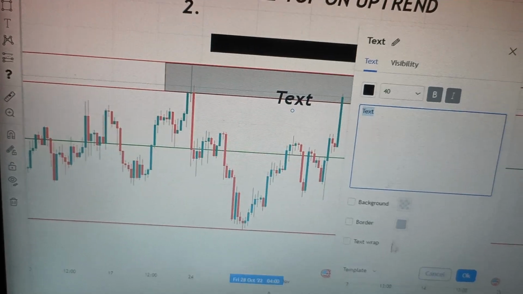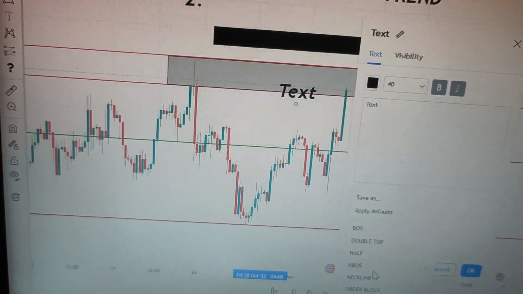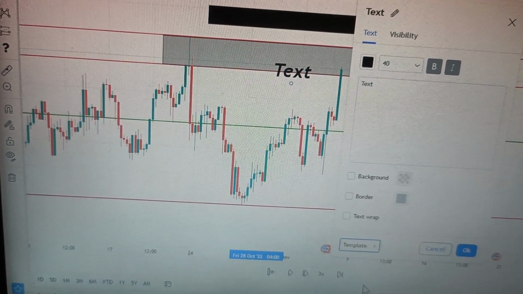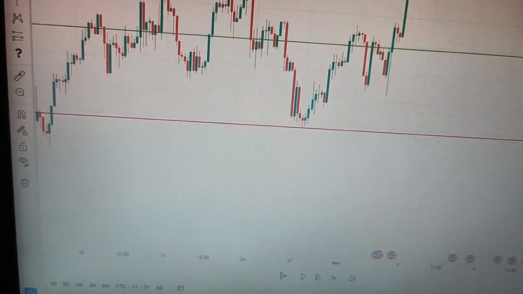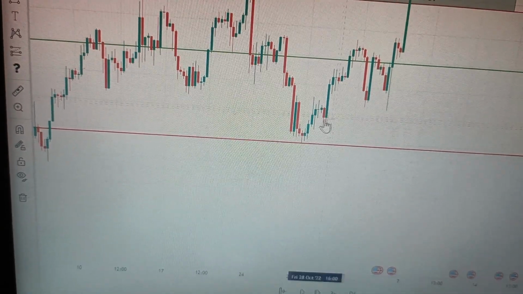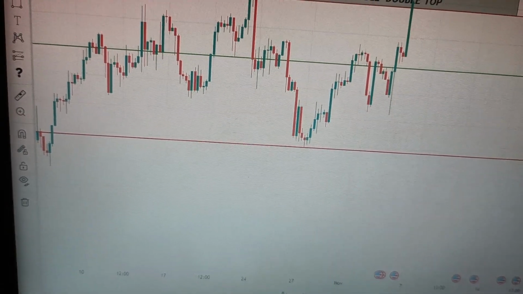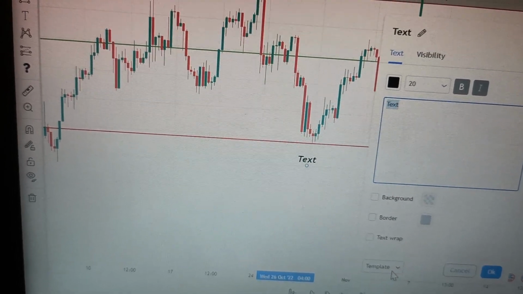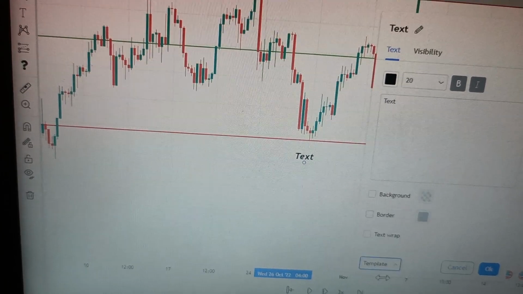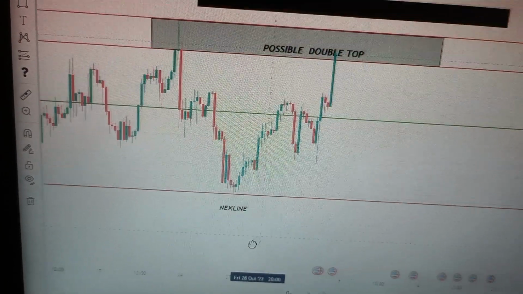So here we have a possible double top. So we have our possible double top, and then again we have our neckline. So this is the neckline, guys. And you have to name it, because sometimes we tend to forget. That is our neckline, and then now we have our half.